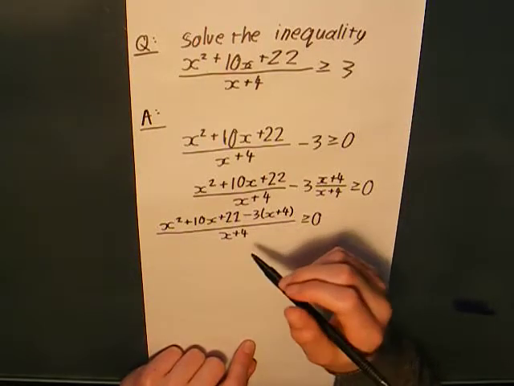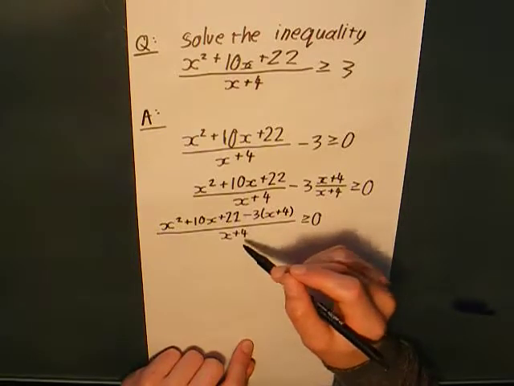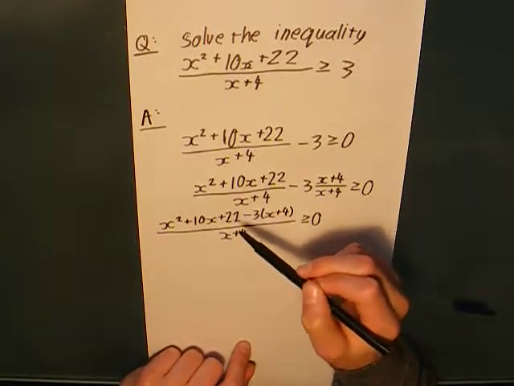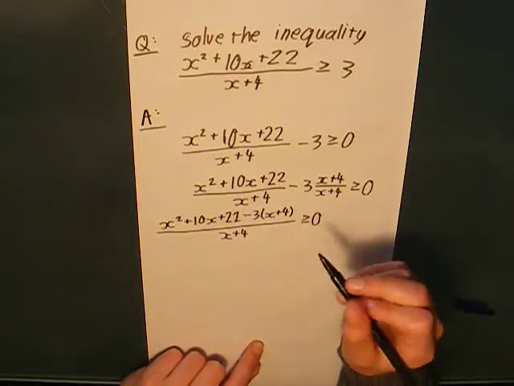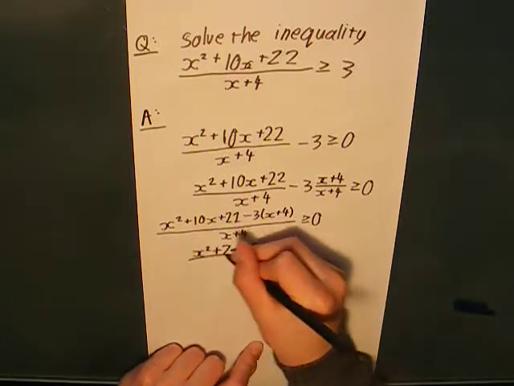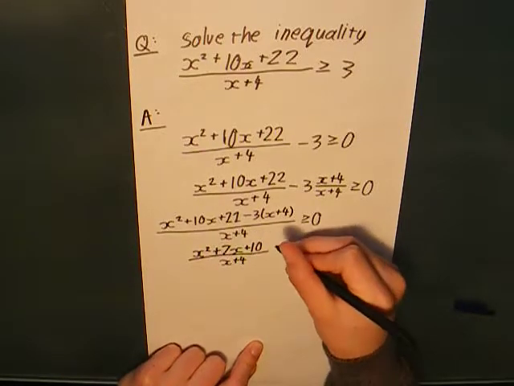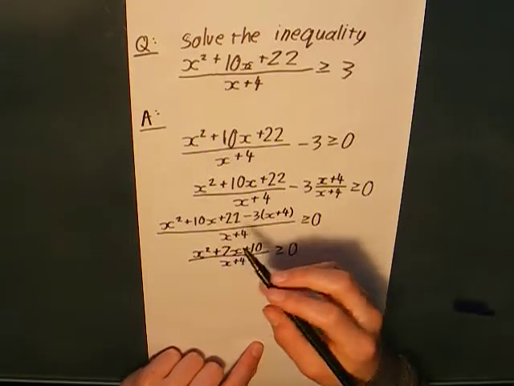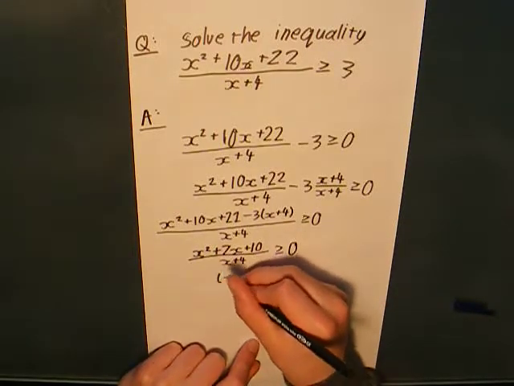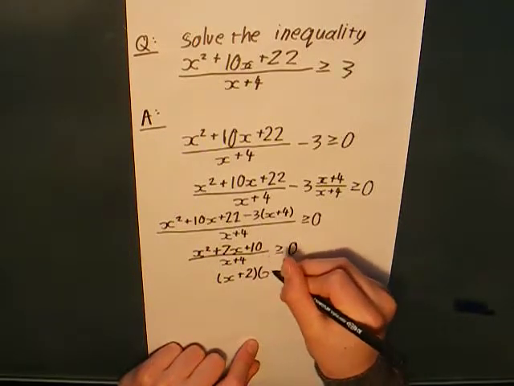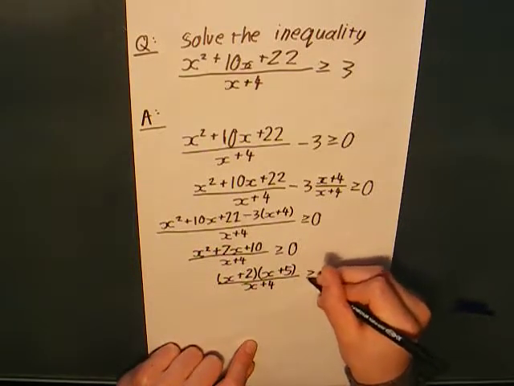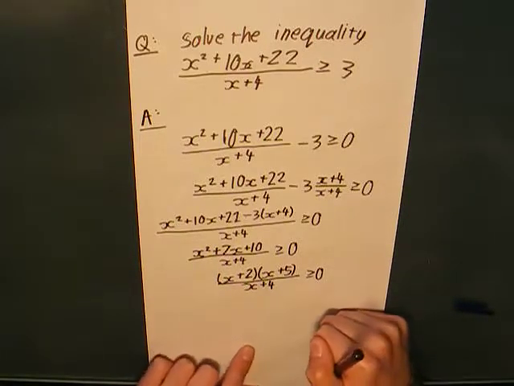Okay, so now we're going to collect like terms on the numerator. So that's x squared plus 10x, so we've got a minus 3x, so plus 7x, plus 22 minus 12, which is 10. So it is x squared plus 7x plus 10 over x plus 4 greater than or equal to 0. And now x squared plus 7x plus 10, we factorised this in my last video, so this is just x plus 2, x plus 5, all over x plus 4, greater than or equal to 0. And now again we're going to create a table of signs.